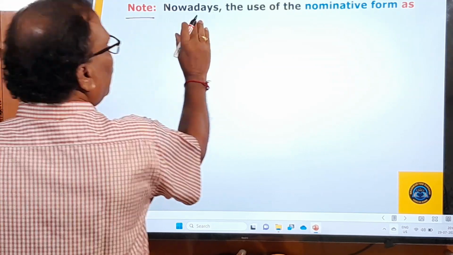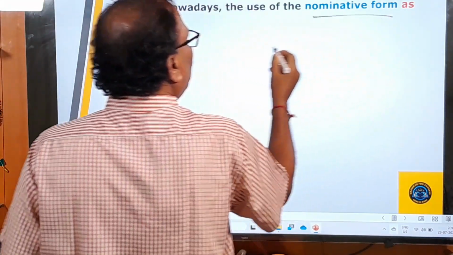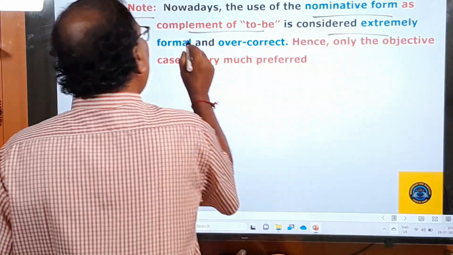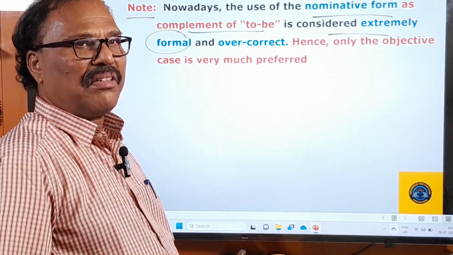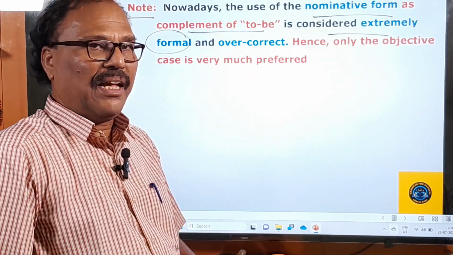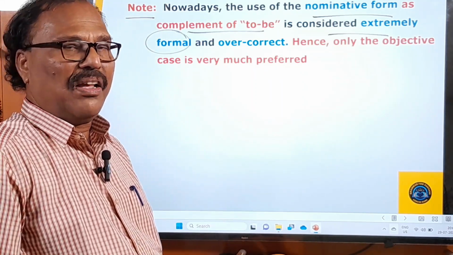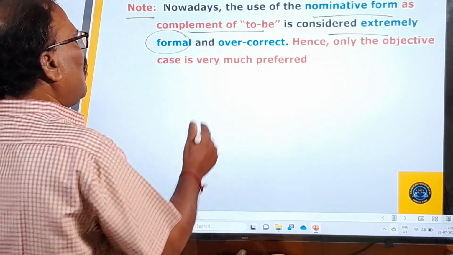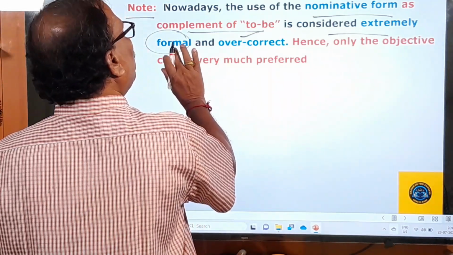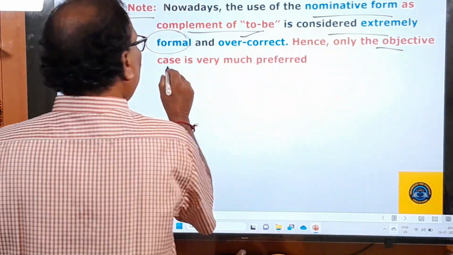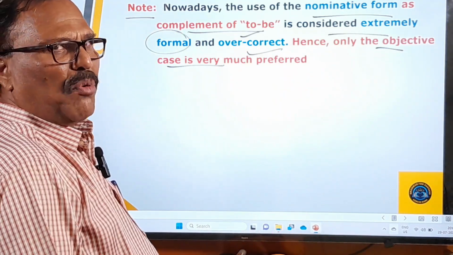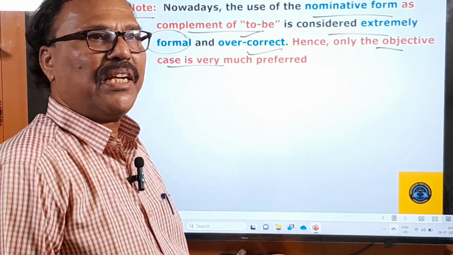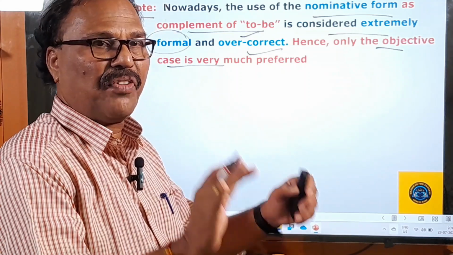A note is there under this. Nowadays, the use of the nominative form as the complement of 'to be' is considered extremely formal. Of course, using 'it is I who donated money for buying prizes', 'it is I', is too formal. Nowadays it is overcorrect and extremely formal. Hence, the objective case is very much preferred in the modern English language, instead of saying 'it is I', which is standard, formal English.